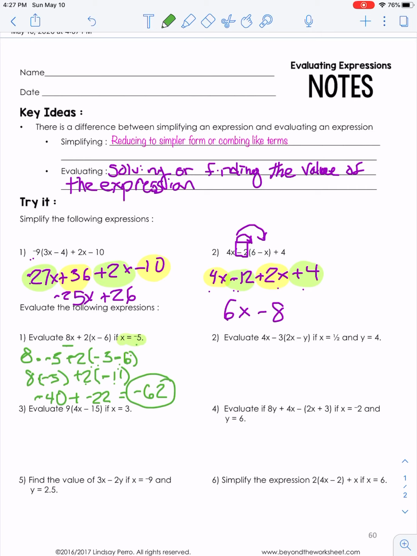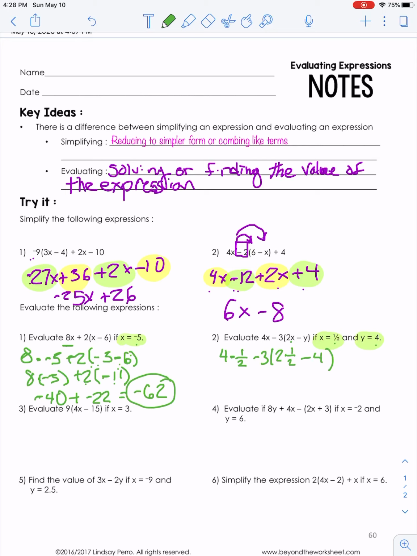For number 2, let's look at that one. We're going to be substituting in for y and for x. So x equals 1/2 and y equals 4. So we're going to take 4 times 1/2 minus 3 times 2 times, we have x again, so that's 1/2 minus y, which is 4.